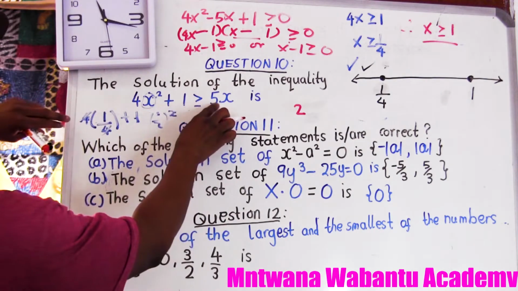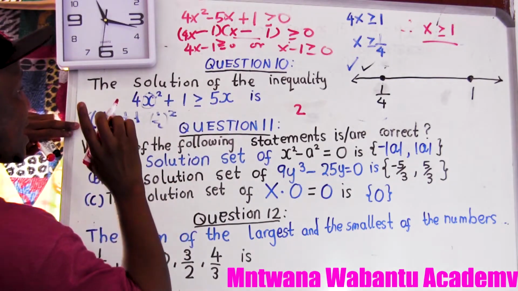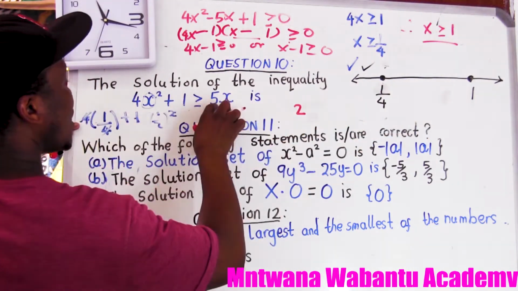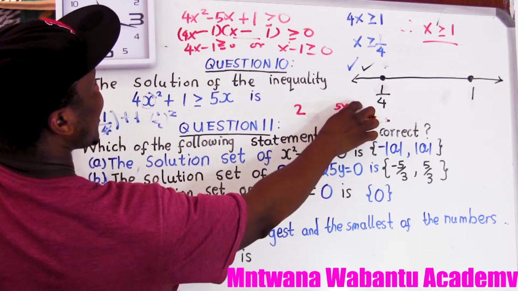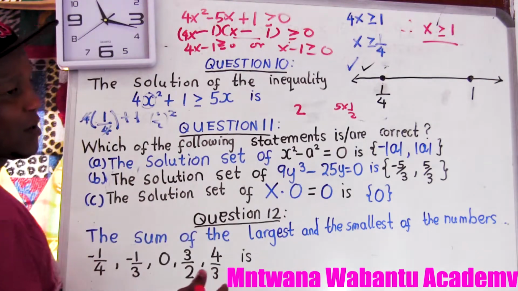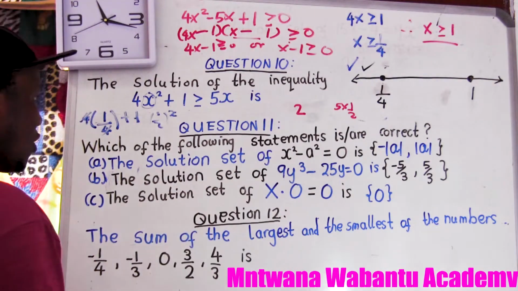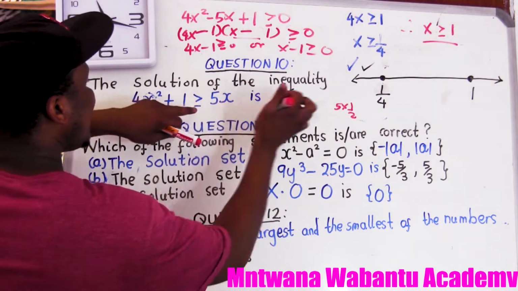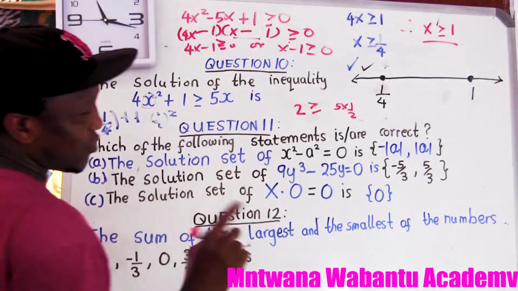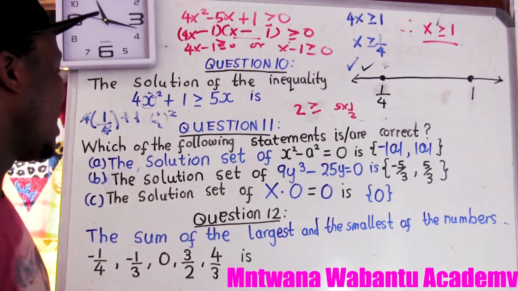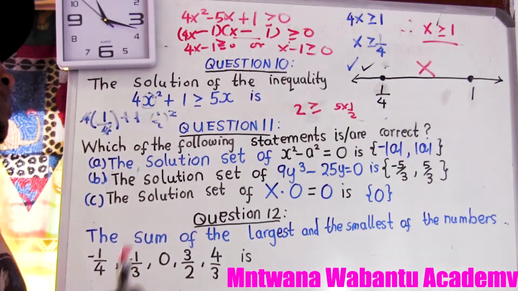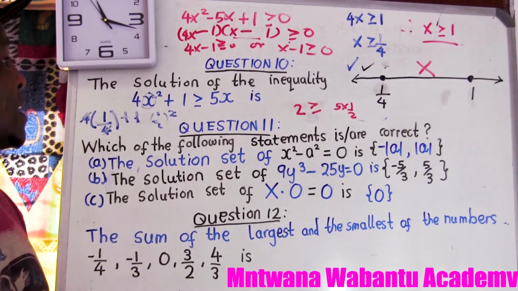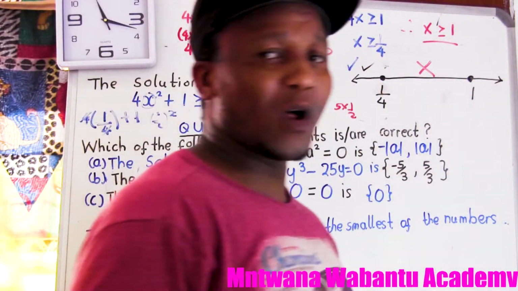Now we go to the right-hand side. We plug in which number? A half, between a quarter and 1. So the right-hand side is going to be 5 times a half. 5 times 1 equals 5, divided by 2 is 2 and a half. So, is 2 bigger or equal to 2 and a half? No, 2 is not bigger than 2 and a half. So we see in between is not true. But you can take your time and test another number.